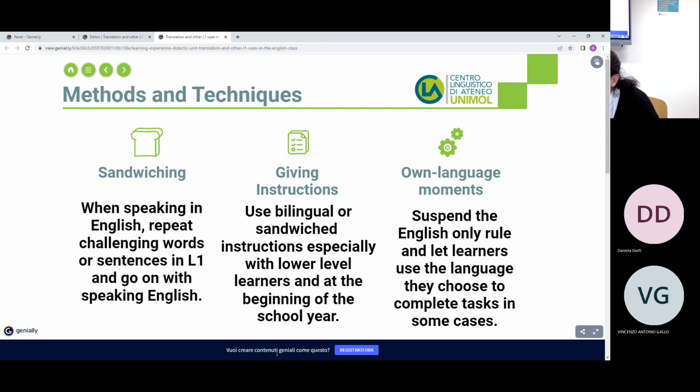Se abbiamo bisogno, per esempio, di un supporto su questo, se abbiamo bisogno di avere la sicurezza che loro hanno capito cosa fare, cos'altro possiamo fare? What else can we do? Comprehension check, maybe very simple questions.